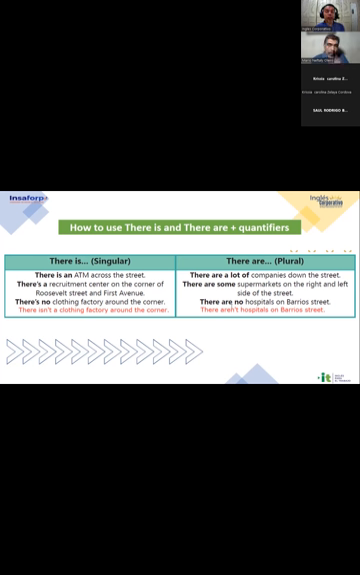There's no clothing factory around the corner. Clothing factory. Fábrica de ropa, right? There is no clothing factory around the corner. Or, repeat, please. There isn't a clothing factory around the corner. Okay, Carolina, can you help me, please? Can you read all the sentences, please? Again, with there is.